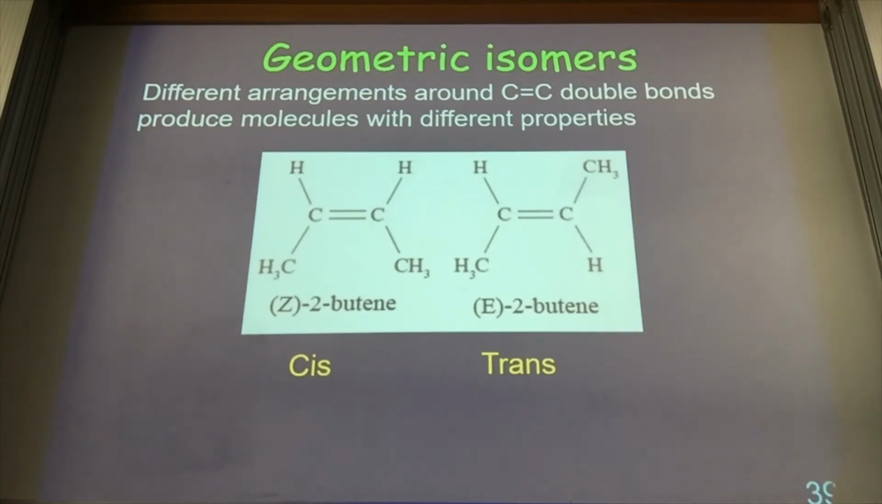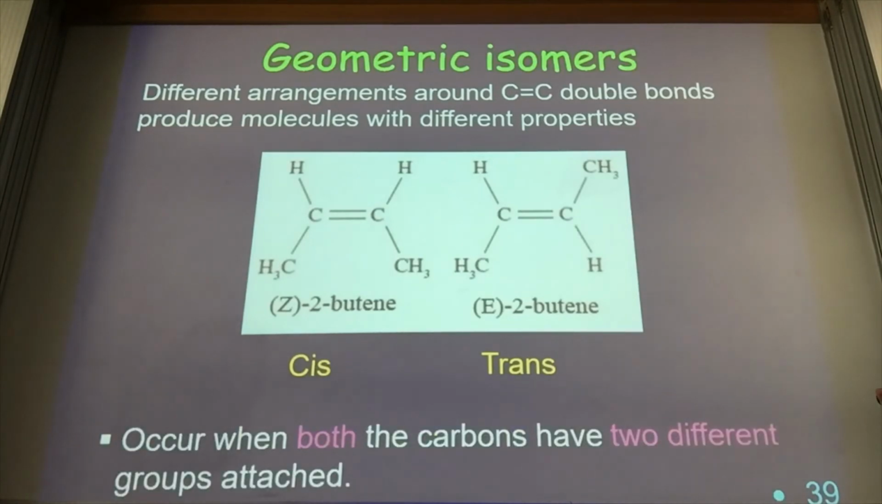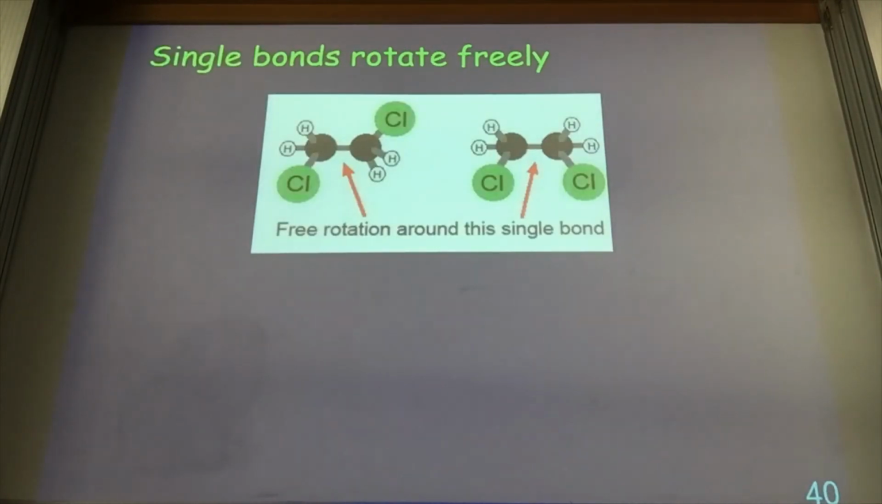Now, why is this important? Well, once you put a double bond in a molecule, it locks the carbons in one particular arrangement in space. Now, cis and trans isomers, just before we get onto that, occur when both the carbons have got two different things attached. So this carbon has got a methyl group and a hydrogen. This carbon's got a methyl group and a hydrogen. Because each of those two carbons has got two different things on it, we have cis-trans isomerism, geometric isomerism.